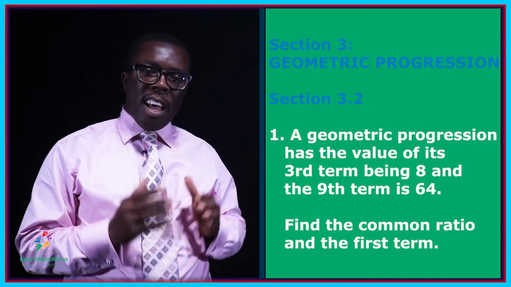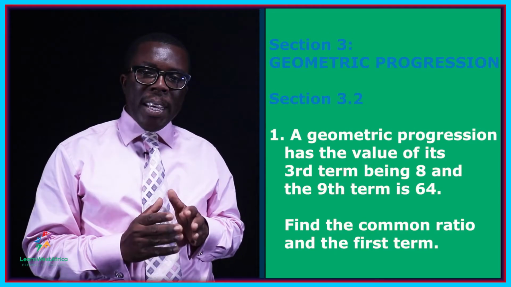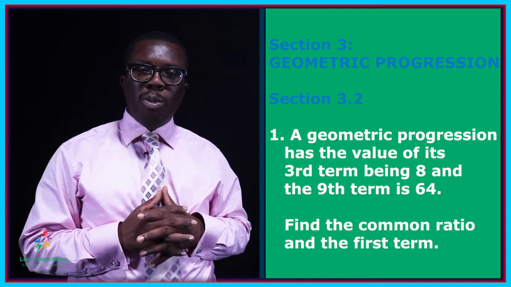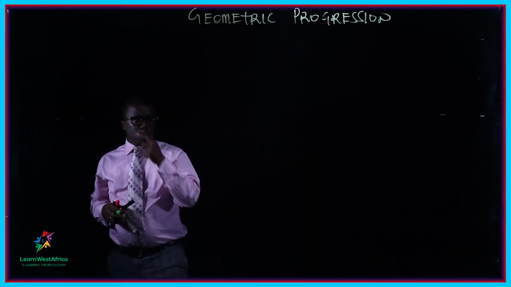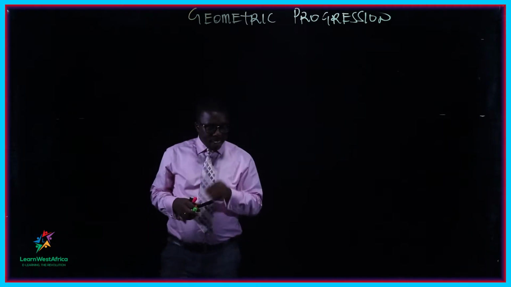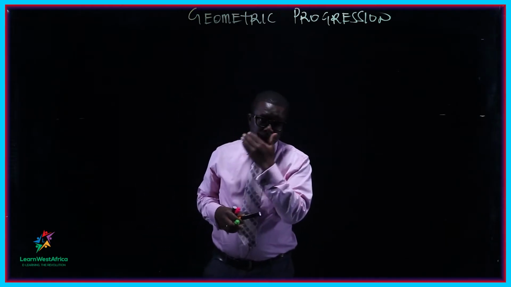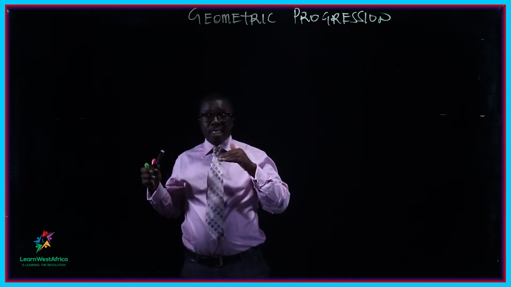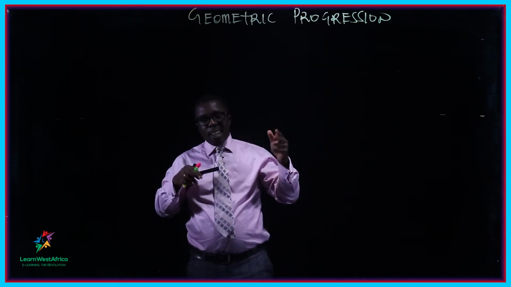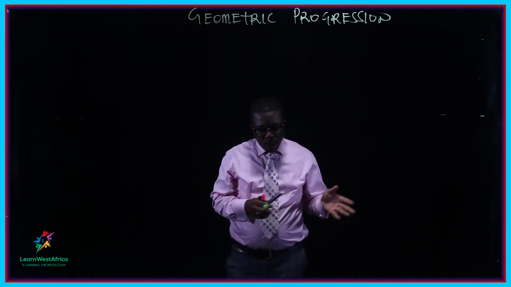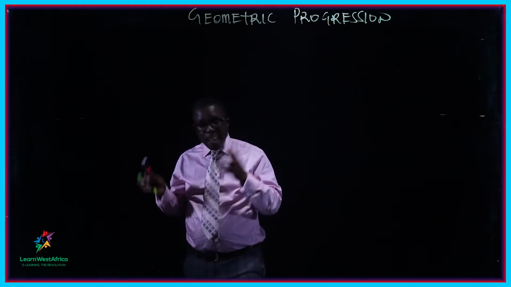A geometric progression has the value of its third term being 8 and the ninth term is 64. Find the common ratio and the first term. So how do you do that one? Okay, let's see. As the problem just showed, I just say it for emphasis: we have a geometric progression, the third term is 8 and the ninth term is 64. We want to find the common ratio and the first term.